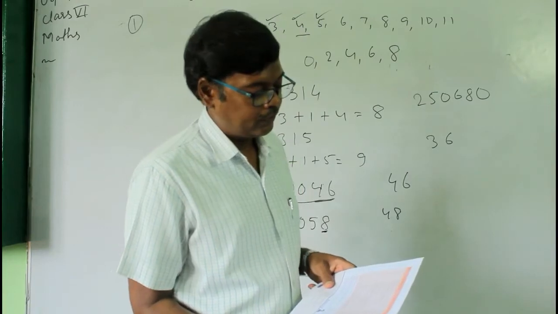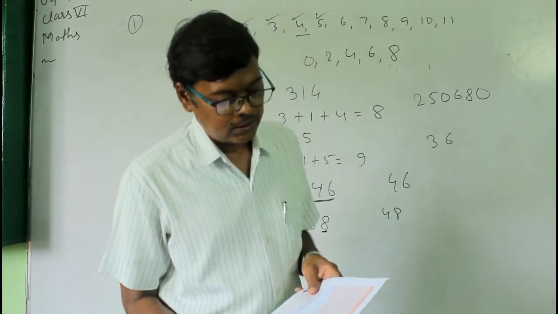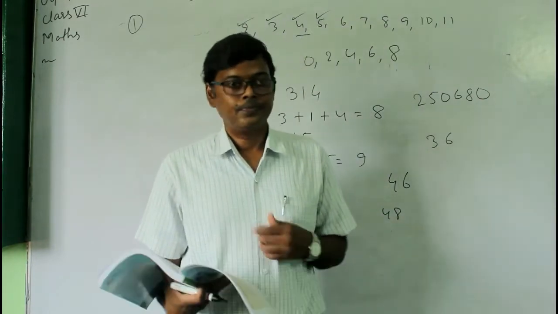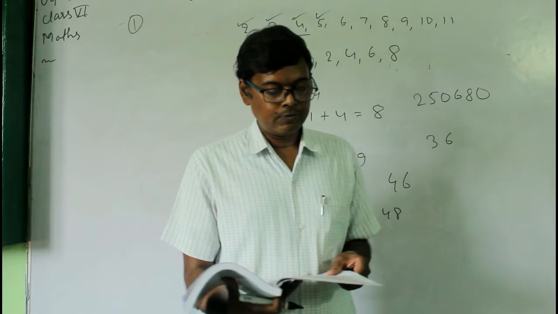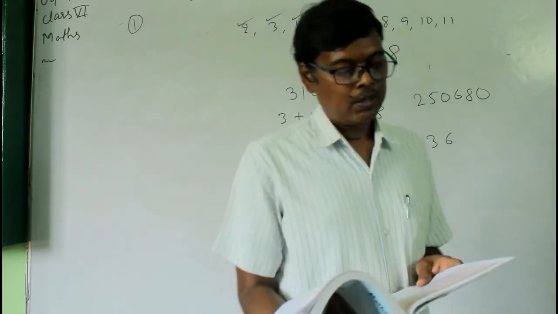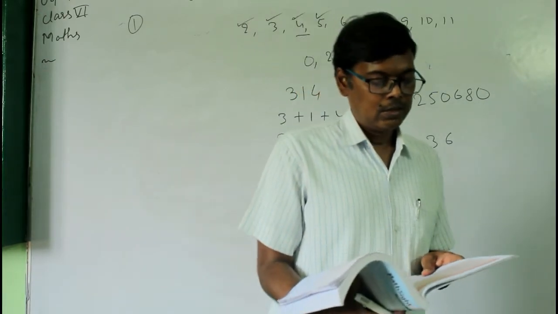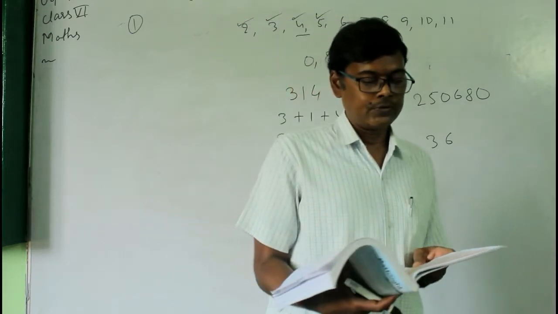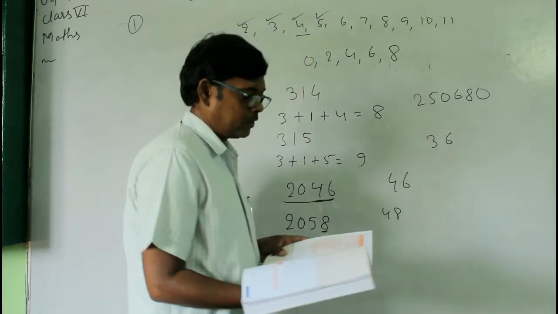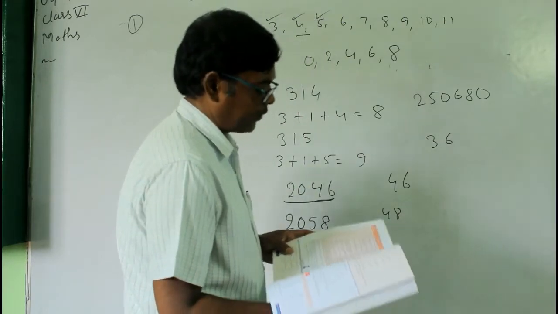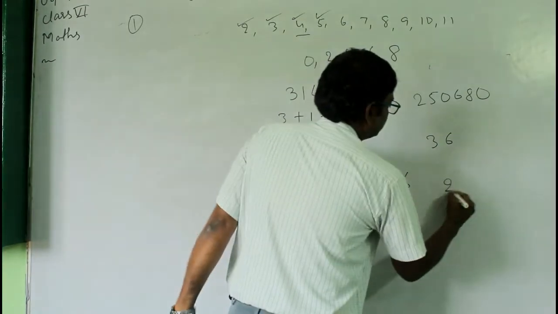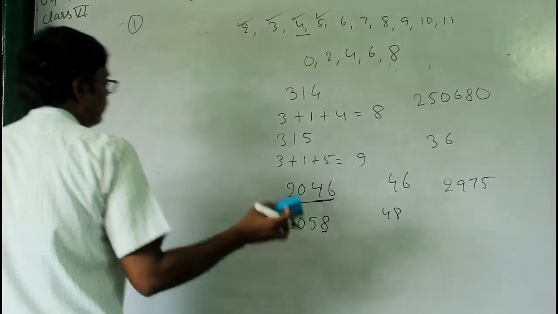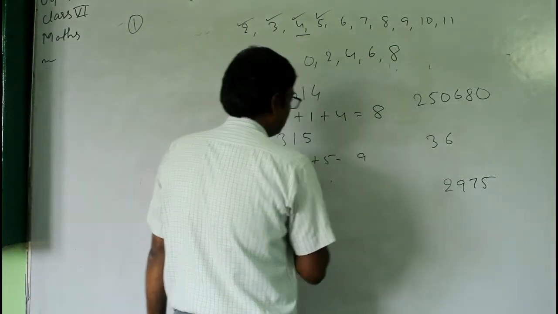Test of divisibility by 7. A number is divisible by 7 if the difference between twice the last digit and the number formed by the remaining digits is either 0 or a multiple of 7. Okay, so here I will give the example 2975, and we want to test whether this number is divisible by 7 or not.